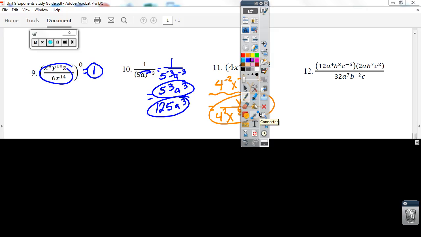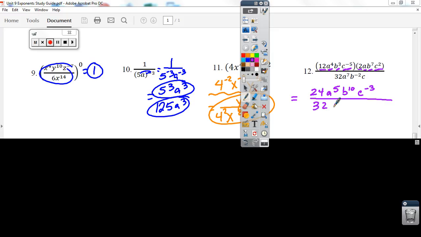All right, in the numerator, no quote-unquote distributive property, power to a power. So let me just multiply my coefficients. 12 times 2, that's 24. A to the fourth times a, that's a to the fifth. B cubed times b to the seventh is b to the 10th. And c to the negative fifth times c to the second, they add, is c to the negative 3, which means eventually it's going to move down.